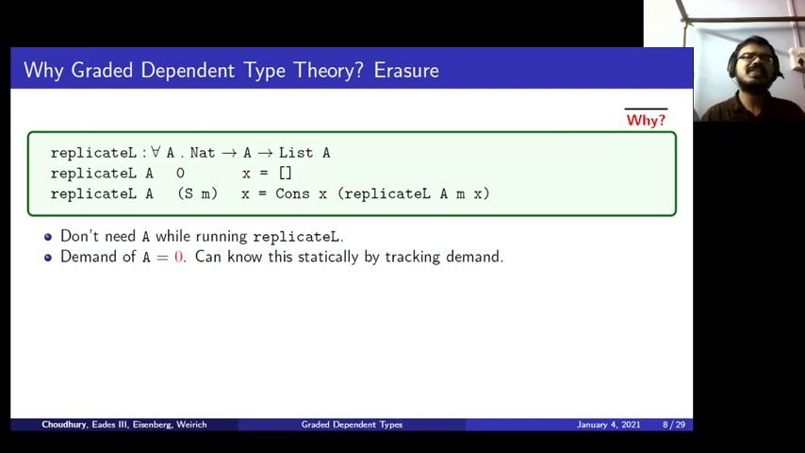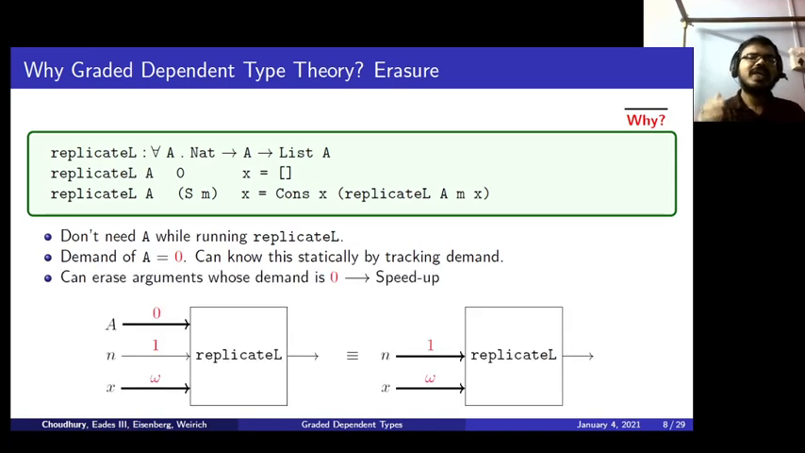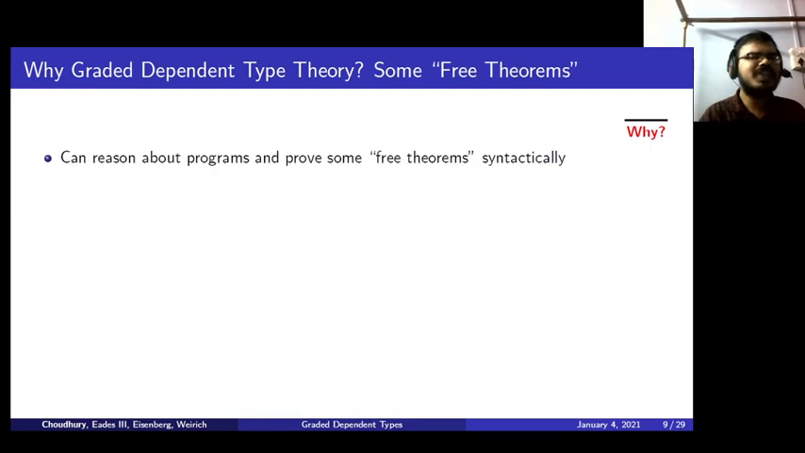We can know this statically by tracking demand. And we can then erase arguments whose demand is 0. This leads to speed up. Now this is a practical use of graded dependent types. Let us look at a more theoretical use.